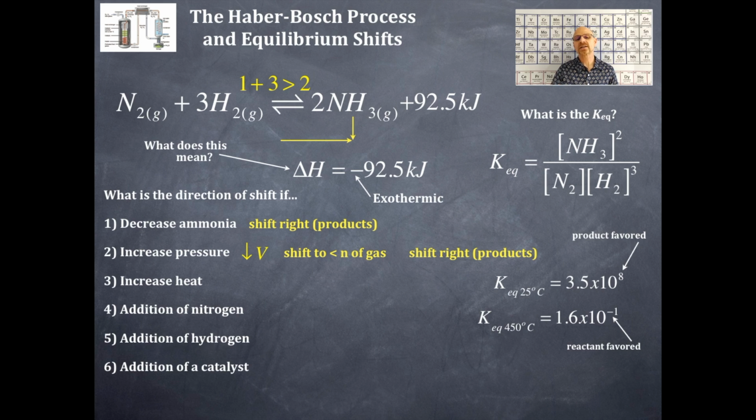So we already discovered that the change in enthalpy is negative, at negative 92.5. That means that it's exothermic, which means that the heat term is on the product side. So if I increase the heat right here, I get my arrow above the 92.5. Which direction will it shift? It will shift to the left, towards the reactants.